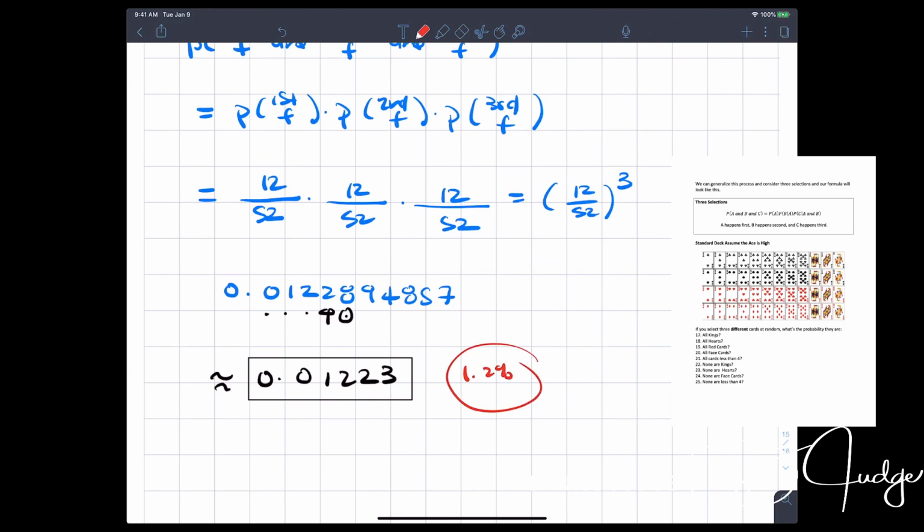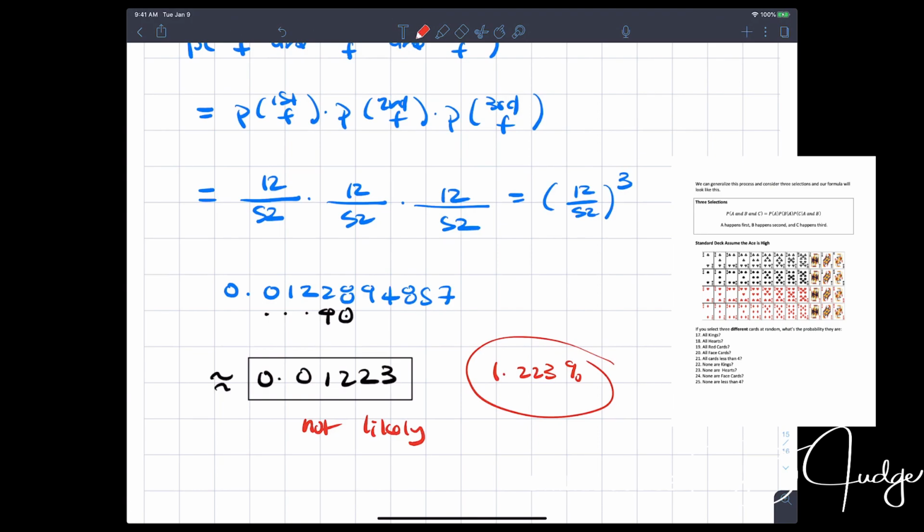It's about 1.2%, so you guys know. Let's actually be very, very accurate. Let's use this data. This is 1.223%. So that means that this event is not likely. It's not likely you're going to actually select 3 face cards with replacement. And here's your final answer.